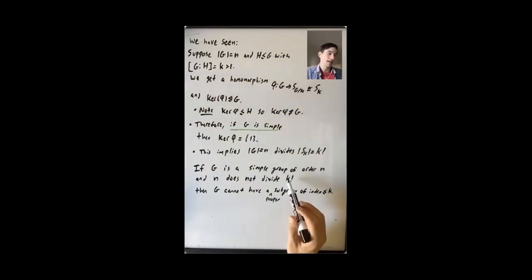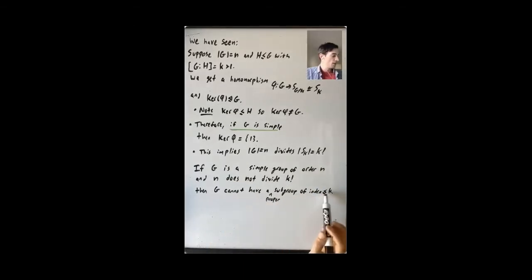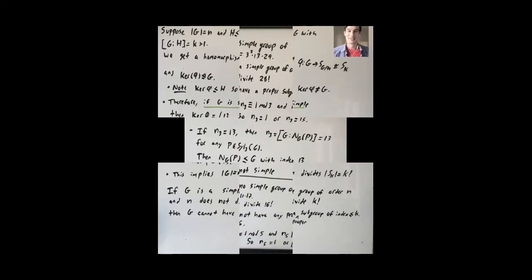And if n doesn't divide k factorial, it doesn't divide (k minus 1) factorial either. So one more compact way to say this is: if G is a simple group of order n and n doesn't divide k factorial, then G cannot have a proper subgroup of index at most k. Okay, so let's pause and erase and then apply this idea to show that there are no simple groups of order n for some values of n.